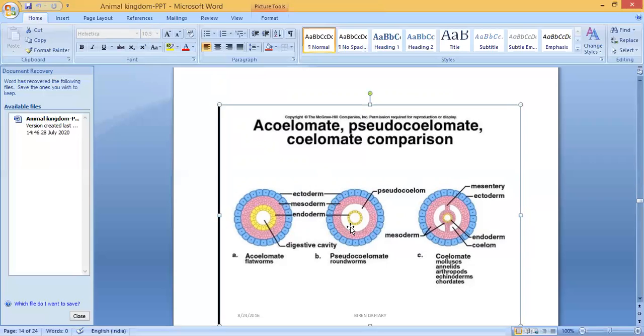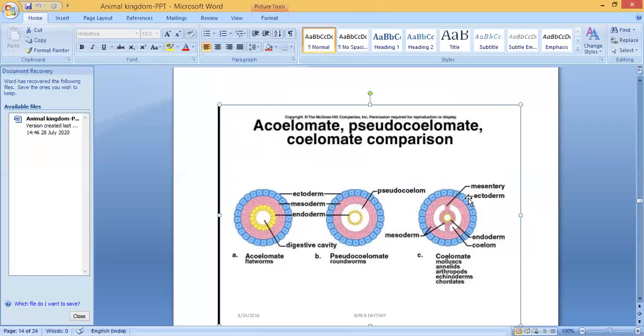So they are known as pseudocoelomate. Clear? So ectoderm, mesoderm, yellow endoderm, then here in the center the digestive cavity. Here this is a coelom or body cavity, but it's not a true one. You can see some patches of mesoderm, so they are known as pseudocoelomate. Come to here, this is a true coelom. Coelomate means true body cavity or true coelom.